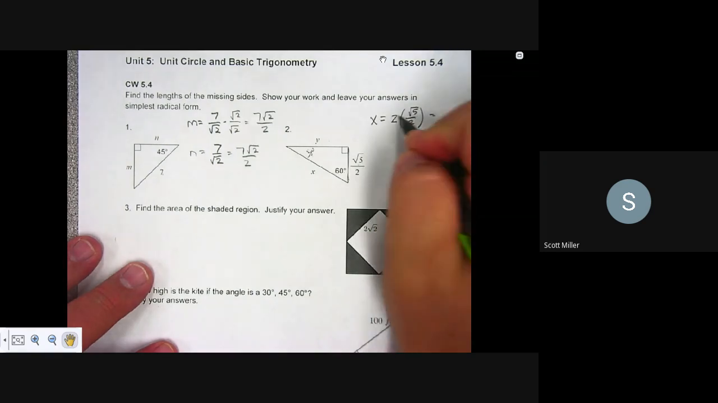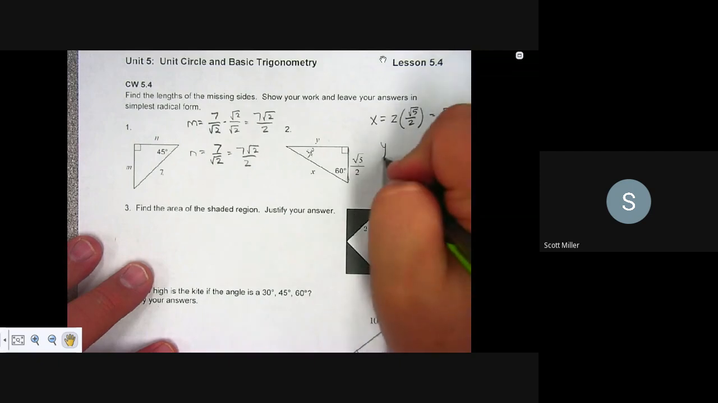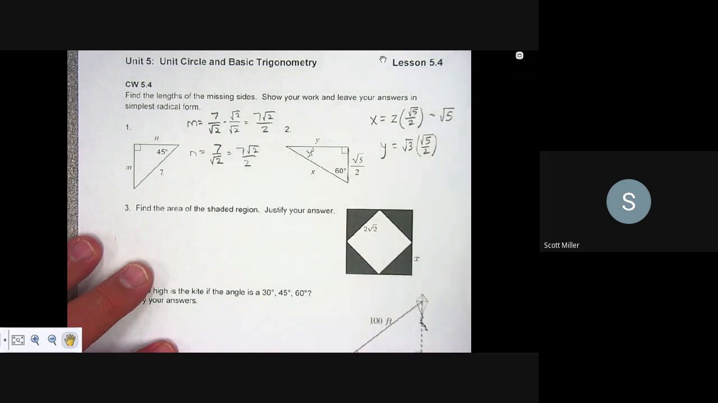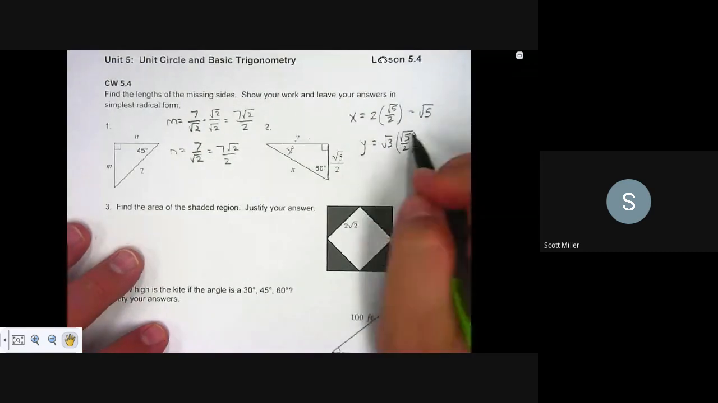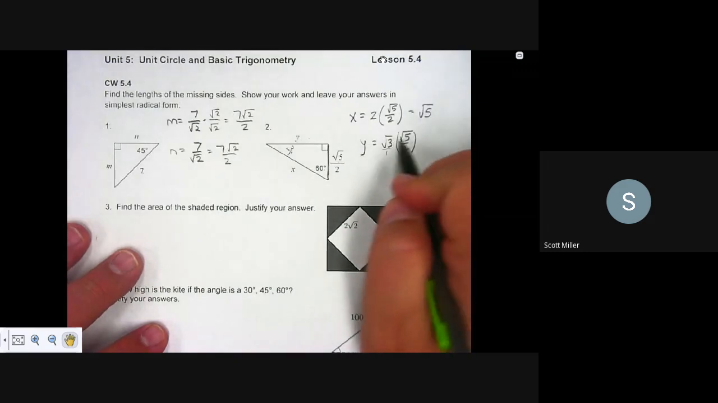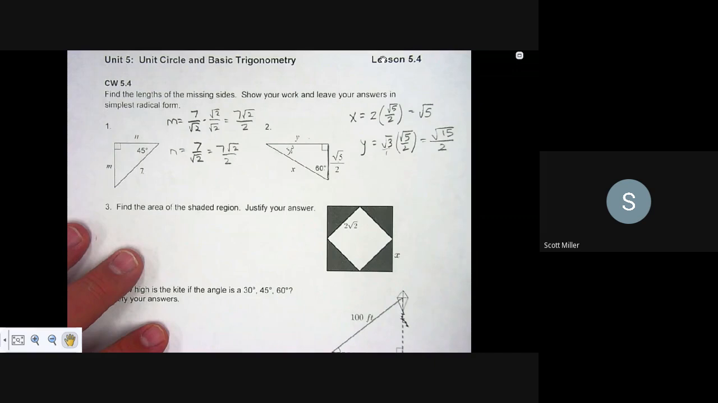And so that times that is just simply the square root of 5. And y is the square root of 3 times the short side. So using radical rules and stuff like that, this is just a fraction times a fraction, so you multiply the numerators, and the square root of 3 times the square root of 5, we can merge back into one square root of 15, and the bottom is simply 2. And there's your answers for that one.